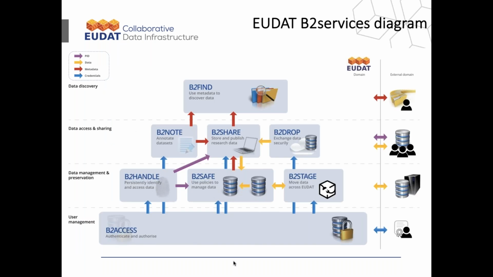This is the so-called B2 services diagram, which gives you a general overview of the B2 services, how they are connected and interconnected. As you can see, they support the users and researchers in data management at different layers. At the very bottom is the user management level, which is basically authenticating and being authorized to use the other B2 services.